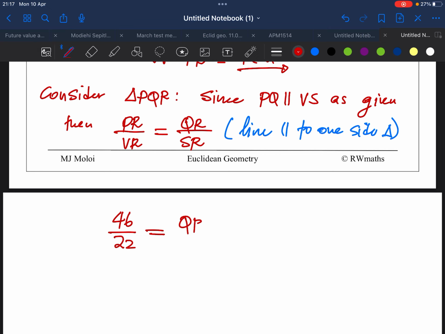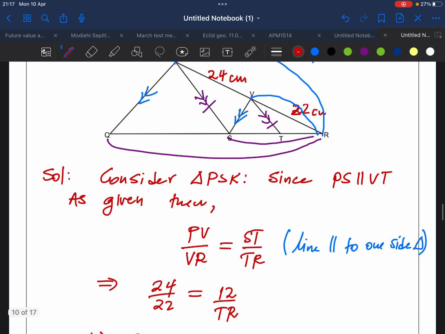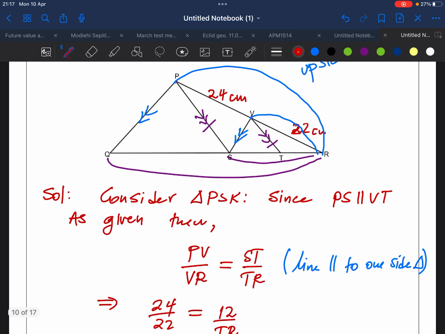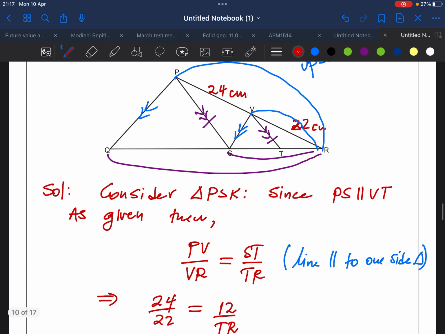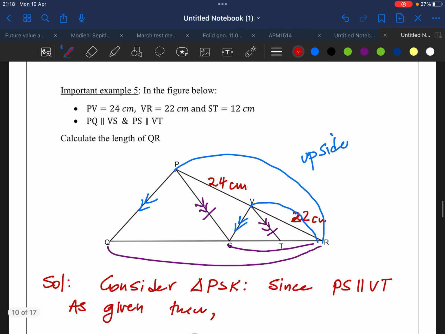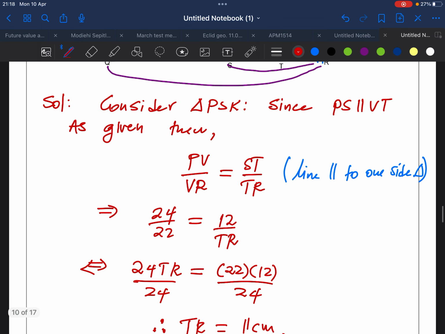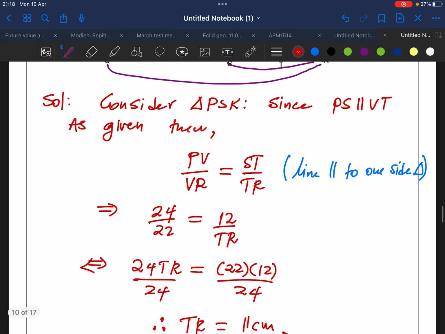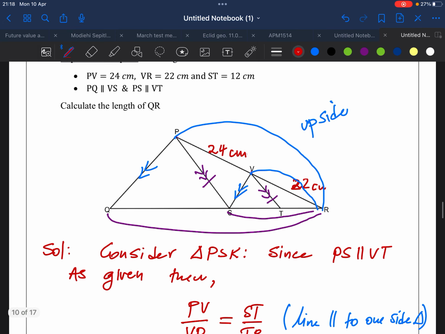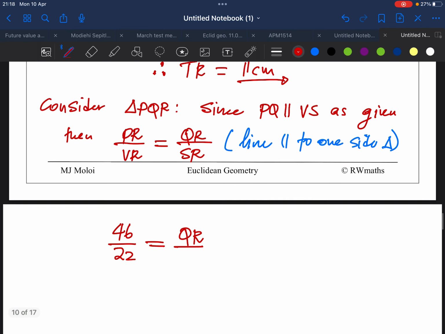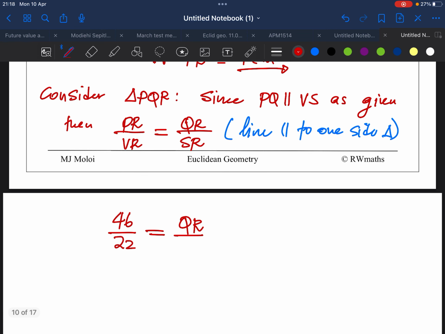QR, the one that you are looking for. What about SR? You remember SR. We have found TR first so that we can find SR. So now we have ST. What is ST? Guys, what is ST? ST is 12. So that's 12 plus TR. What is TR? TR is 11. So 12 plus that 11, we get 23 for that one. So we have 23 for SR.